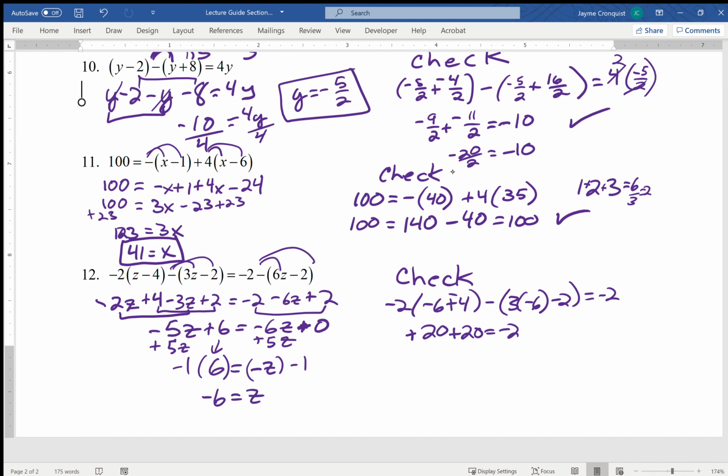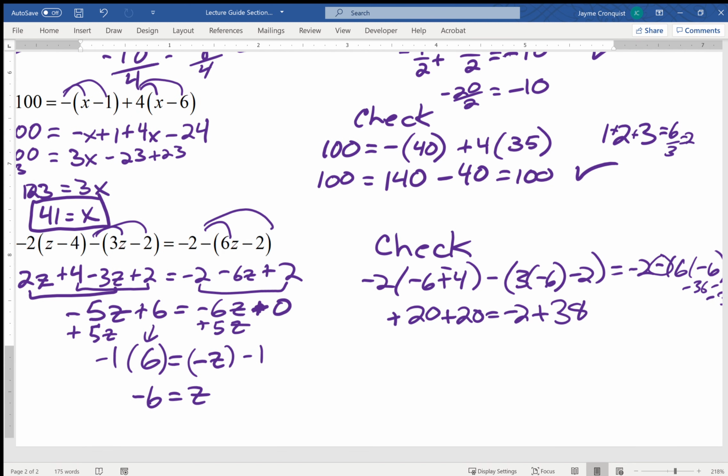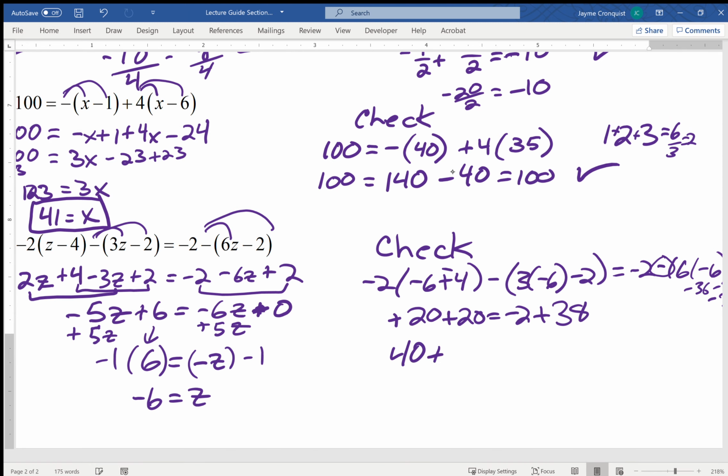Oh, minus 6z, so 6 times negative 6 minus 2. 6 times negative 6 is a negative 36, minus 2 is a negative 38, but it's already subtracted, so I actually have a plus 38. All right. 20 plus 20 is 40. We have a problem here. Negative 2 plus 38 is 36, not 40. I've got my signs wrong.